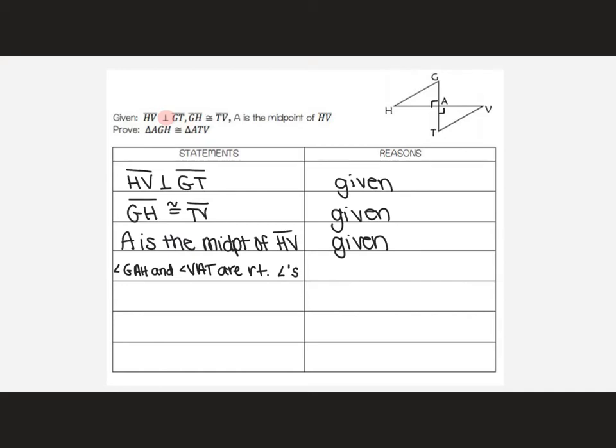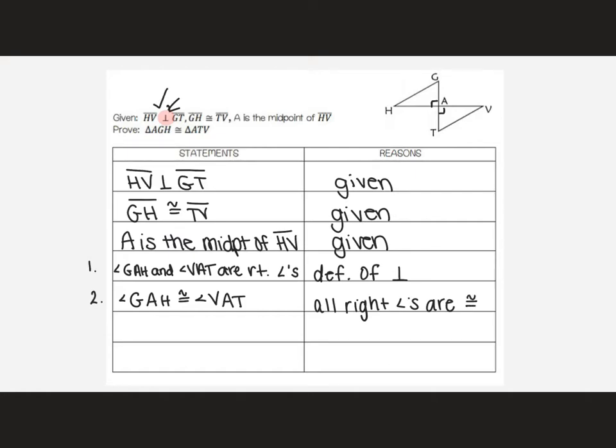I highlighted the word perpendicular. Perpendicular is a vocab word, which means we're going to use the definition of perpendicular as a reason. So that's statement number 1 that goes with perpendicular. The second statement is angle GAH is congruent to angle VAT. And that reason is all right angles are congruent. So now I've used and marked my first given.